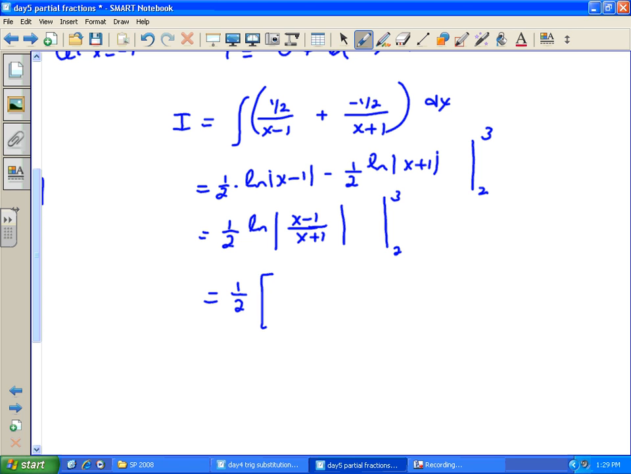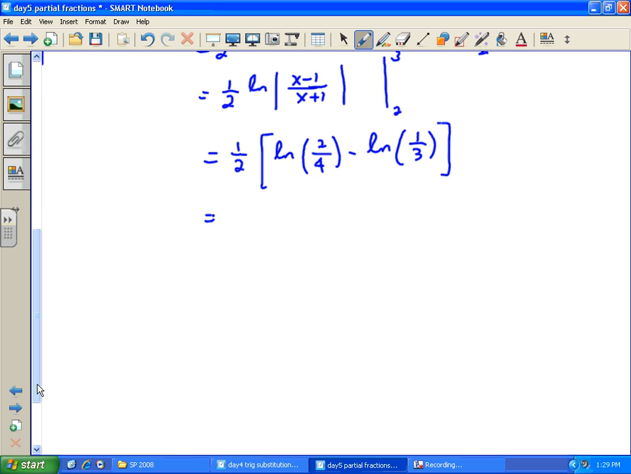First, plug the limit of 3 in there, so you have ln of, and everything is positive when I plug in the 3, so I can drop the absolute values. So I'm getting 2/4. Minus, plug the limit of 2 into everywhere you see an x, and we get ln of 1/3. We could use a calculator at this point to get a decimal, but once again, I want to leave the answer in the simplest possible logarithmic form.